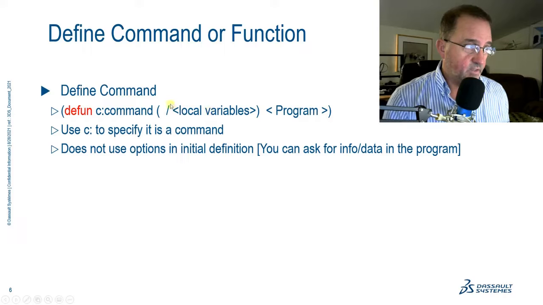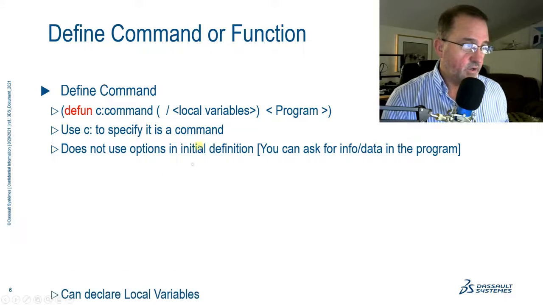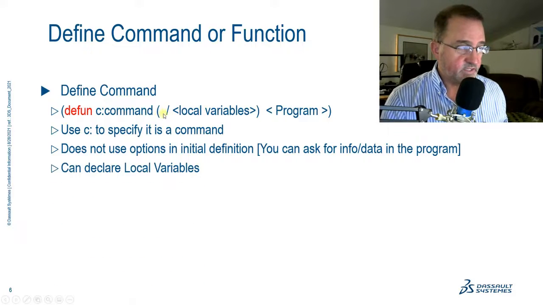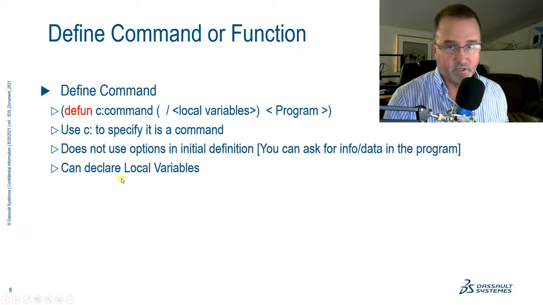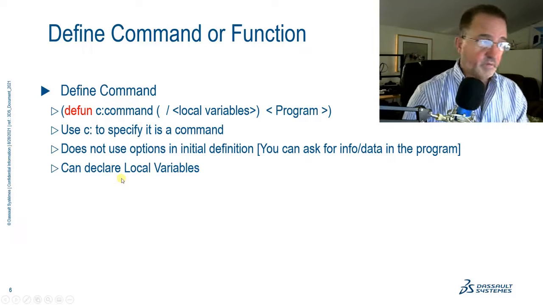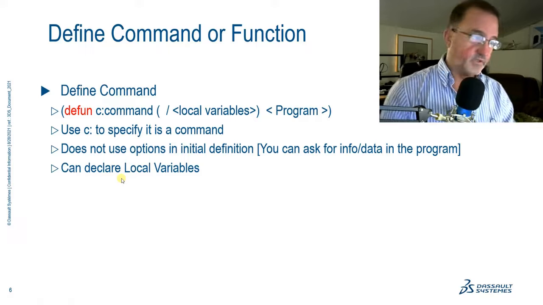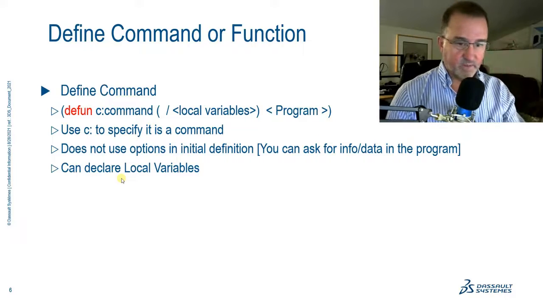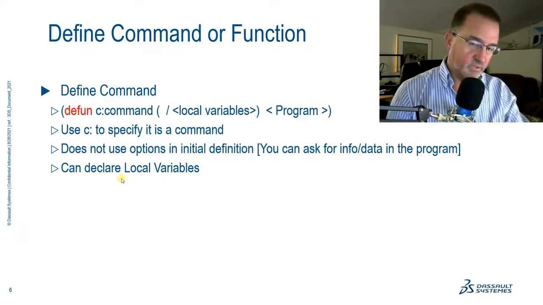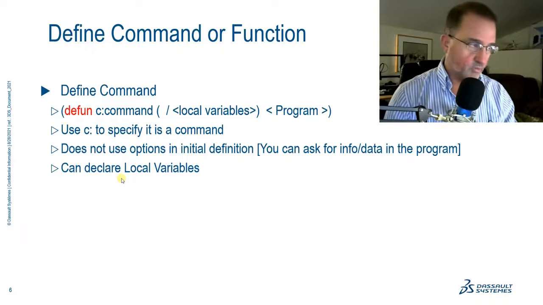Now, if we want to declare local variables, we have that option. In this case, there's a slash mark that gets put in, and then we define those local variables. You don't have to, but in many cases it makes sense to do that so that this program doesn't step on other programs. We'll talk more about that as our programs get more and more complicated.